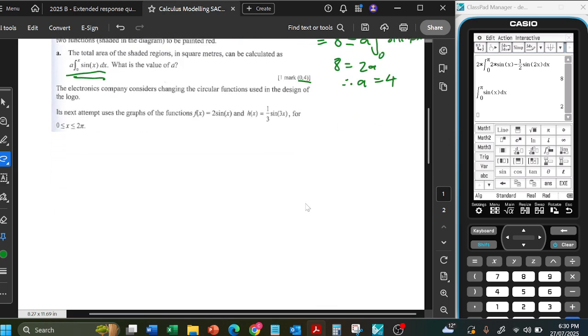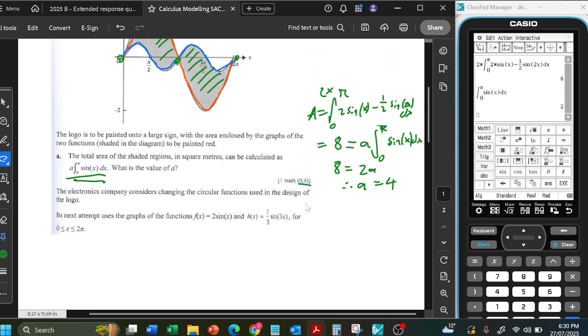So you can just do all that in the calculator. So going across to the next question here, it says, okay, now the electronics company has decided to change the circular functions used in the design.